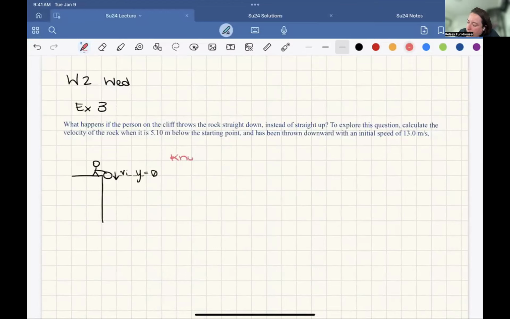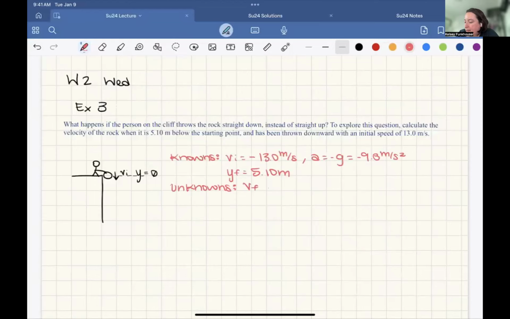So what do we know? We know our initial velocity. I'm going to put this as negative because it's going down, negative 13.0 meters per second. We also know the acceleration is negative g, or negative 9.8 meters per second squared. And then we know what this final position is, where we want to find the velocity. Unknowns, this final velocity, and we don't know the time interval, but we might not need that.